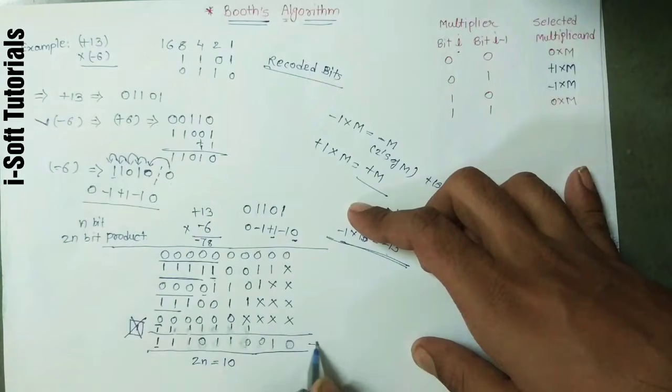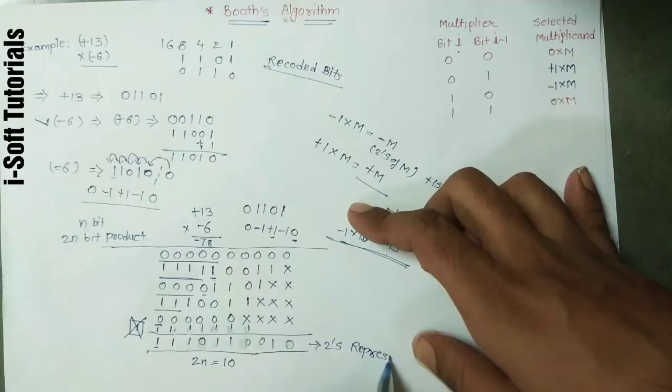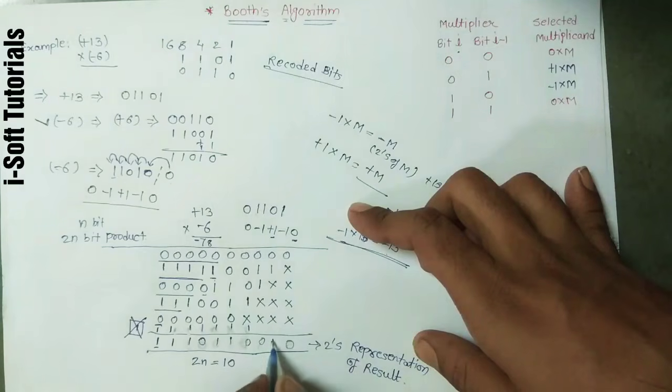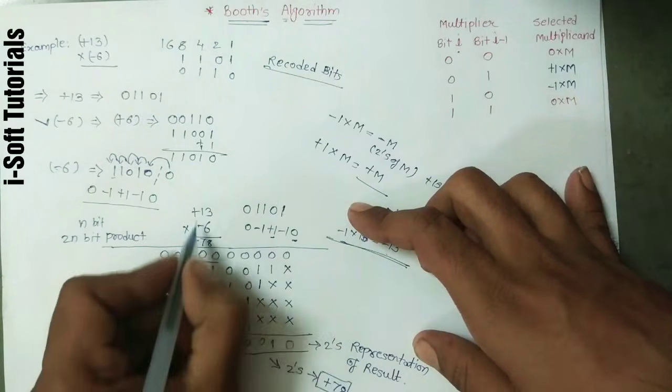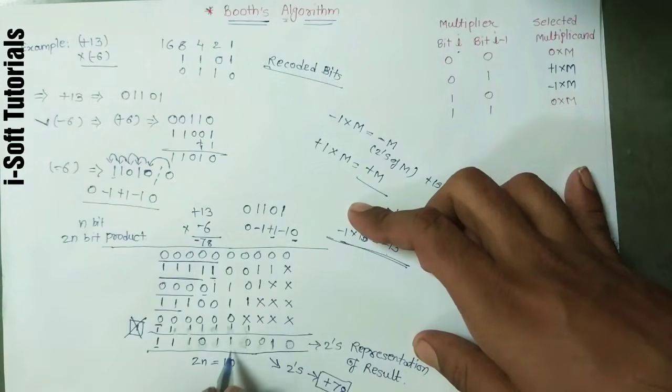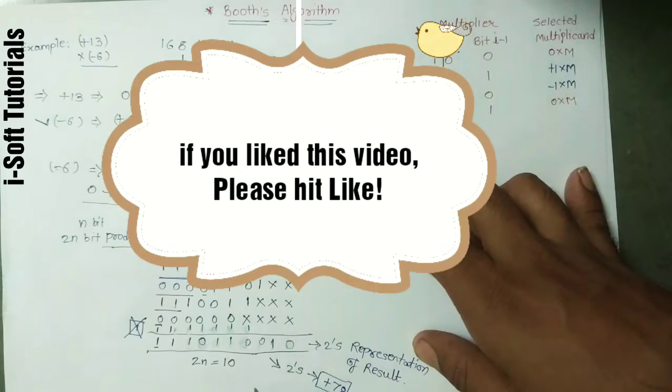This is the 2's complement representation of the result. This is a negative number, so if you convert it into 2's complement you will get positive 78. So how to check the result is valid? This is the minus 78 representation; if you convert it you will get the positive 78 representation. In this way we can verify this result.